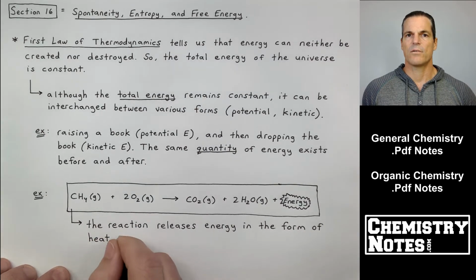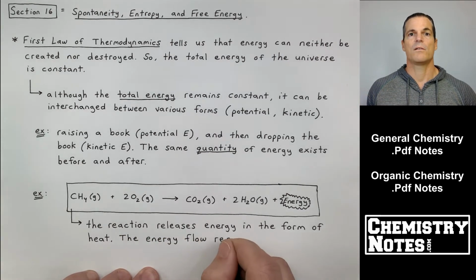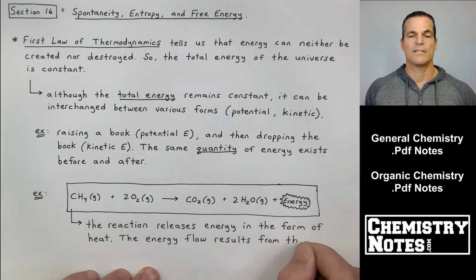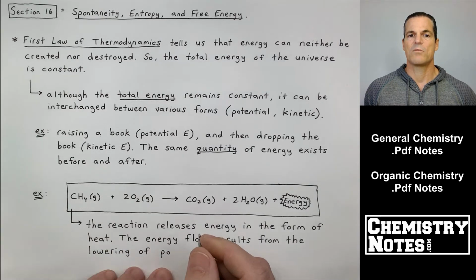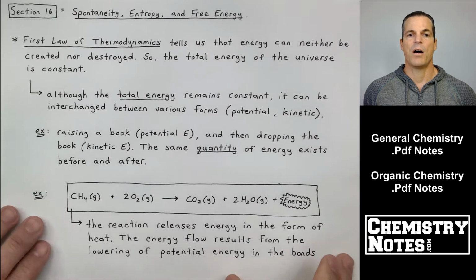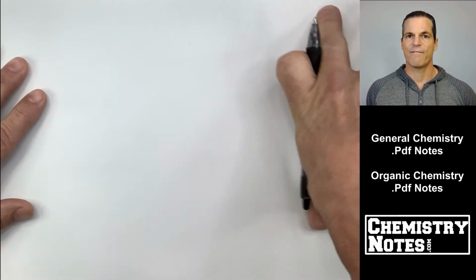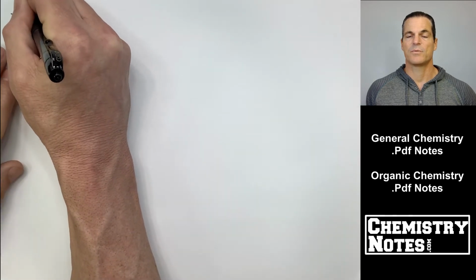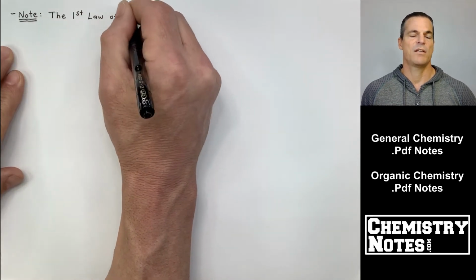That heat, or that release of energy, is not lost and gone forever. Somehow, somewhere, it's going to get reutilized in the universe. The blurb underneath the boxed equation says the reaction releases energy in the form of heat. The energy flow results from the lowering of potential energy in the bonds of the reactants. So some of the stored energy in the reactants is converted into kinetic energy, as we see in the exothermic reaction. I just wanted to do a quick blurb there on conservation of energy and the differences in potential and kinetic energy.